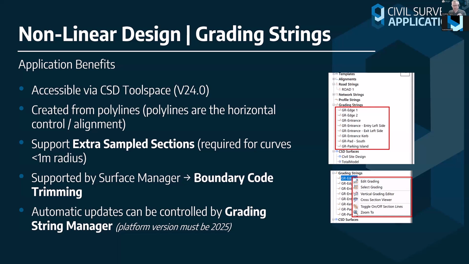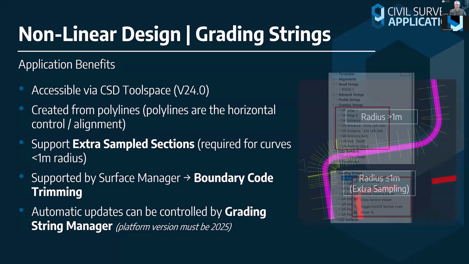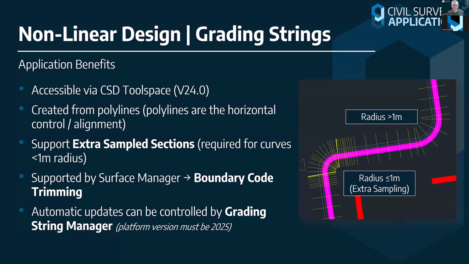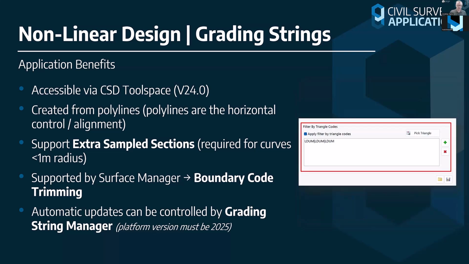They do support extra sampled sections. I think for a lot of people maybe going, do they? Yes, they do. And the reason for that is because they support, I'll show this when we get to one of the islands on this particular project, but it's quite good to know that if you have grading strings with curves greater than 1 meter, you don't need to add in extra sections. But if you have them less, you can introduce extra sections, which is quite good. So it's just an example of where extra sections can be applied on grading strings, and we'll talk about the issues regarding sampling on grading strings when we look at that particular one.